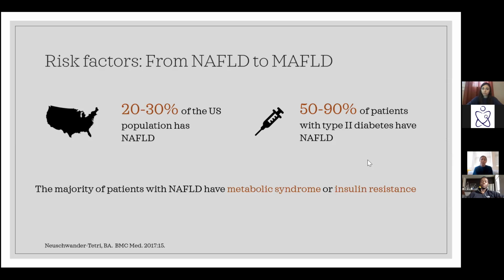And as I said on the last slide, about 25, or in some studies, 20 to 30% of the US population has NAFLD. And in our patients with diabetes, who have sort of the end result of insulin resistance, the prevalence of NAFLD is even higher, maybe as high as 50 to 90%. So this is something we should be expecting to see in a lot of our primary care population.